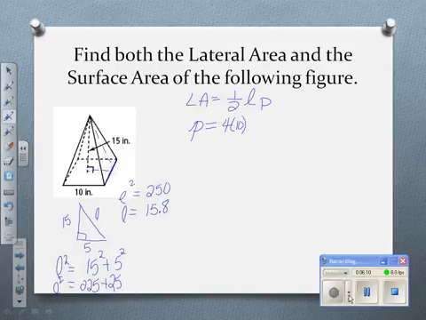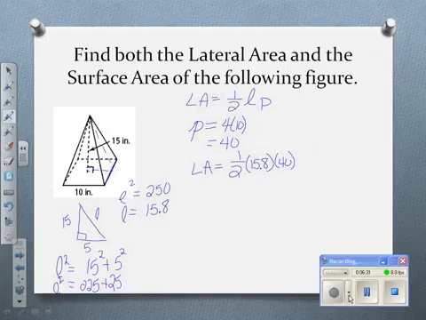If I add them all up or multiply by 4, it's going to be 40. So my lateral area is going to be 1/2 my slant height of 15.8 times a perimeter of 40. Okay, so if I multiply that out, my lateral area is going to be 316.